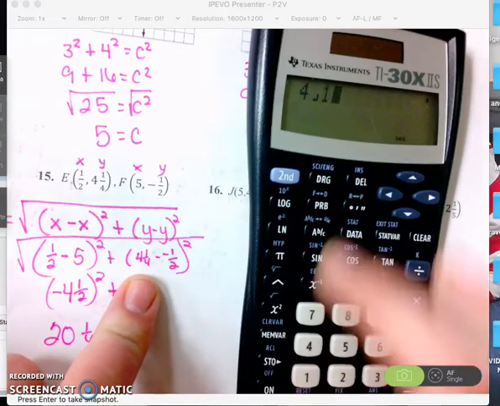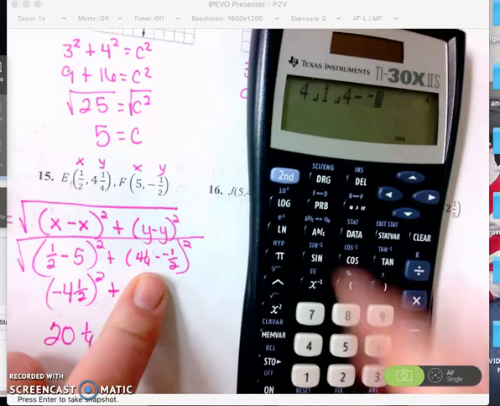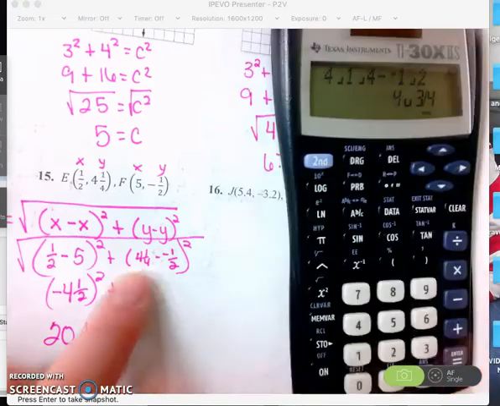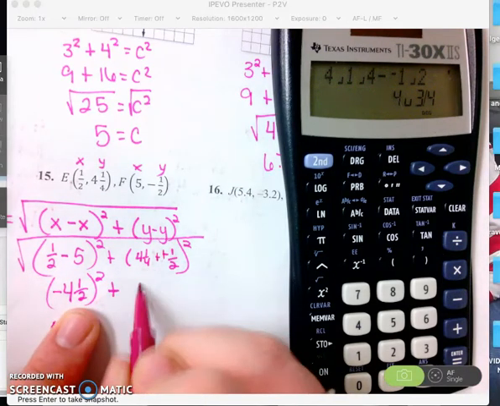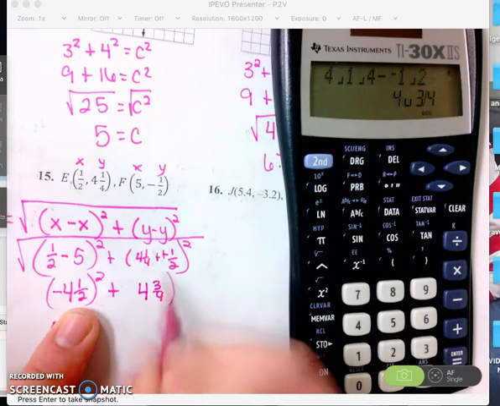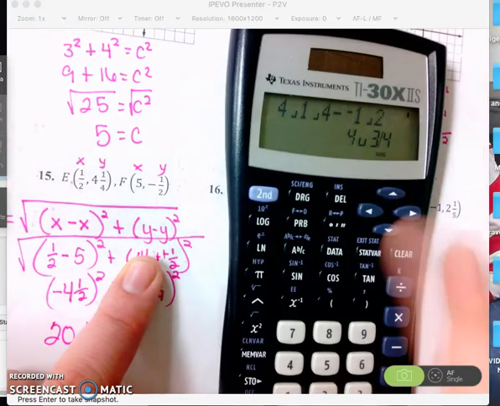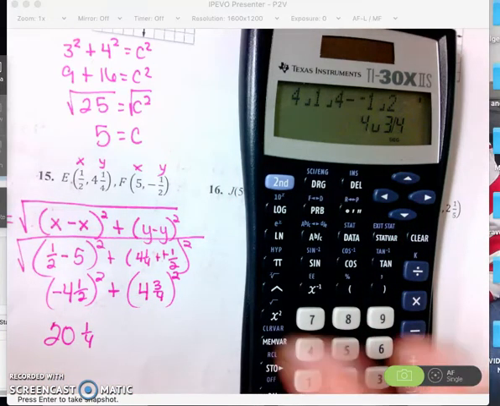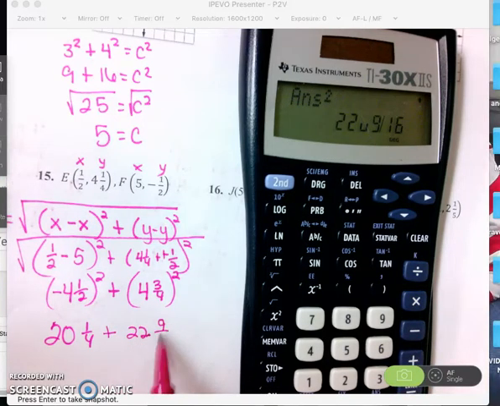4 1/4 minus a negative 1/2. So again, this should end up adding, right? And 1/4 plus 1/2 should get me 4 3/4. But if you know that, you should start working with the calculator to make sure you can put it in there, and so you get that 4 3/4. Then I want to take my answer and I want to square it. So I get 22 9/16.